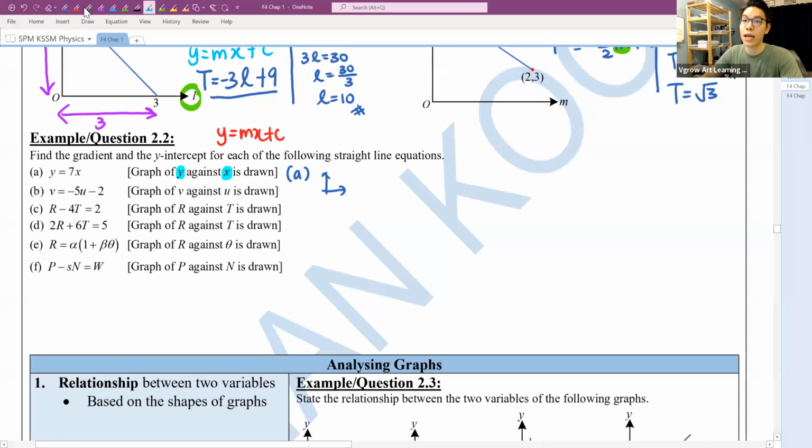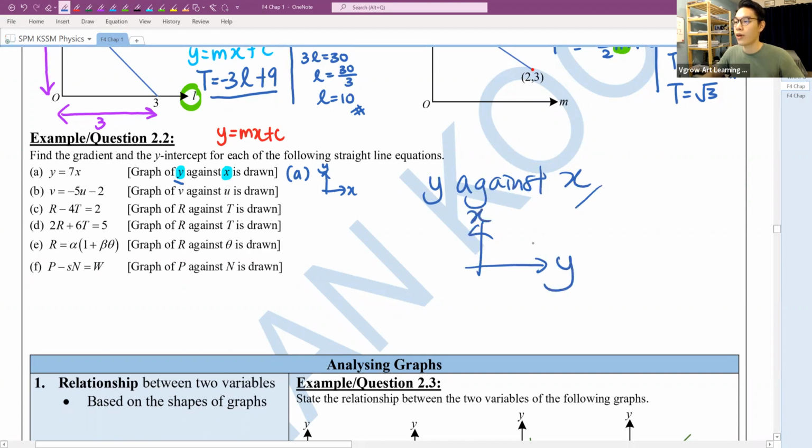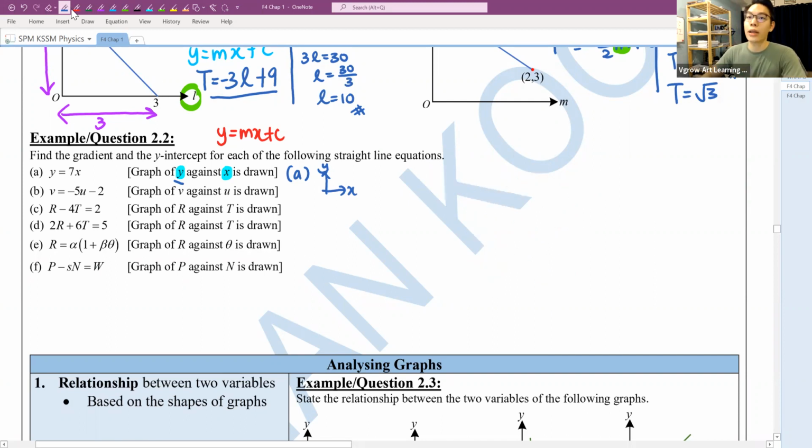When they say y against x, I want you to know that it means y is on top, x is at the side here. Y against x. The one that they say first, right? Something against something. The first one will go to the top first. The second one will go to the bottom. If they say y against x and you draw like this one, it is wrong. Y must go to the top first. It is always like that, for maths, for physics, anything.